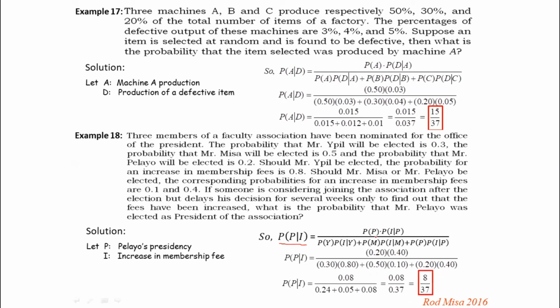Hence, there is a probability of 8 over 37 that it was Mr. Pelayo who won the election, given that we know already that there is an increase in the membership fee in the faculty association. So, in this problem, we have illustrated again the application of the Bayes rule, the Thomas-Bayes theorem.